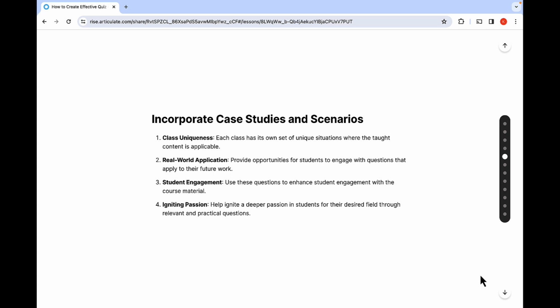Additionally, each class has its own set of unique situations where the taught content is applicable. Providing opportunities for students to engage with questions that apply to their future work can further enhance student engagement with the course material. By using these questions, educators can help ignite a deeper passion in students for their desired field through relevant and practical questions.